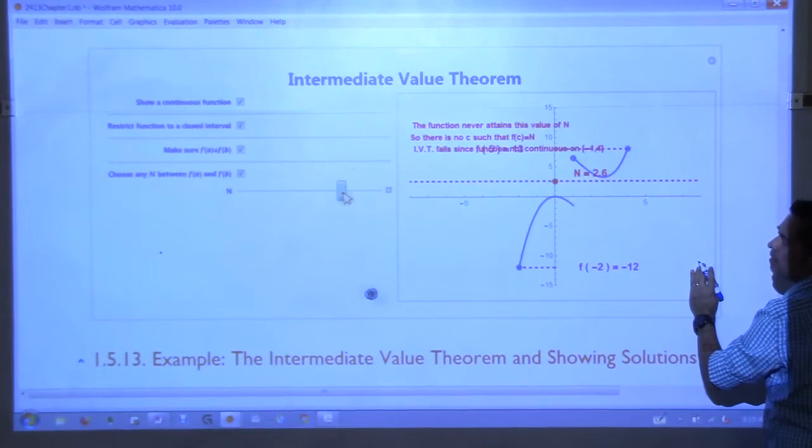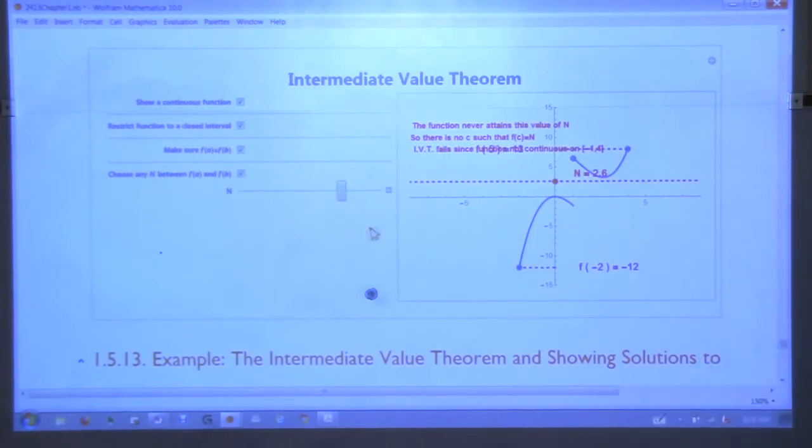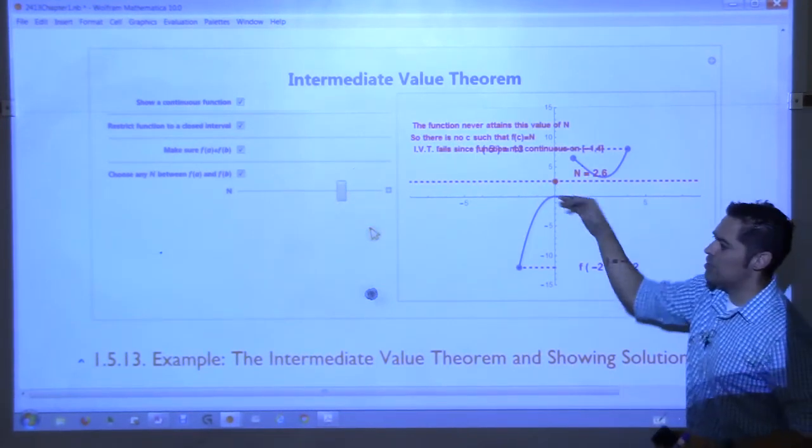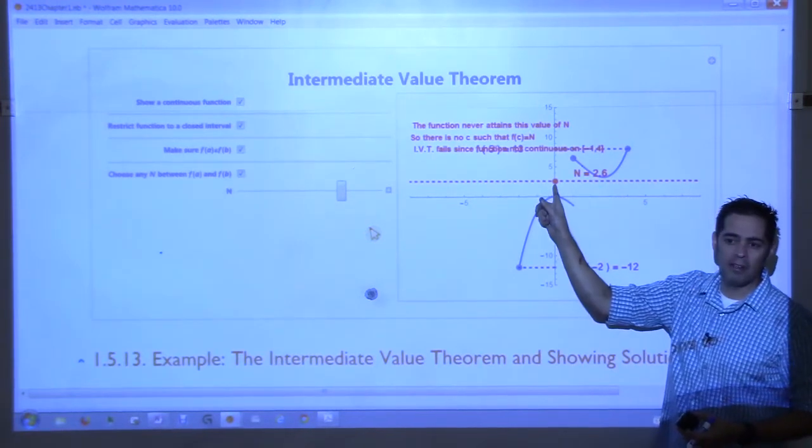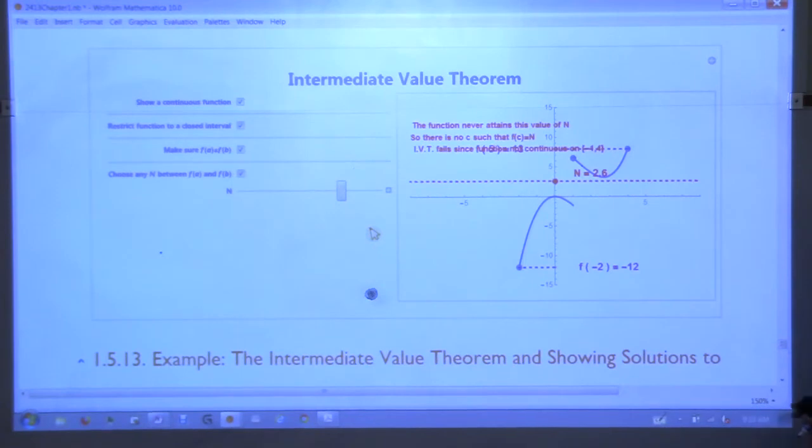But if I come in here, something happens there. Here, there's no output of the function that's ever going to achieve that n, right? So why did the intermediate value theorem break down here? Because it wasn't a continuous function.